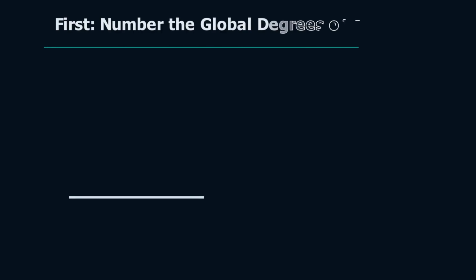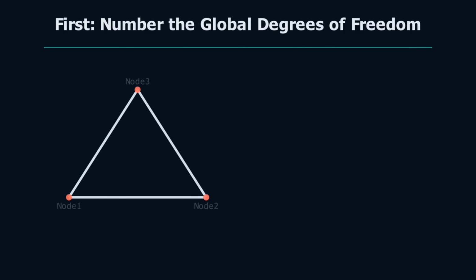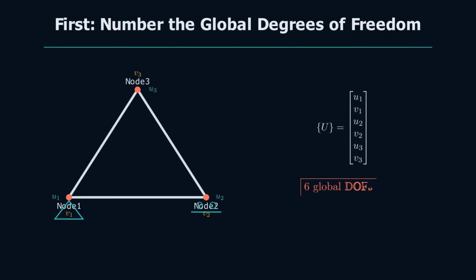Before assembling anything, we must establish one global degree of freedom numbering system for the entire structure. Each node has 2 degrees of freedom, horizontal displacement U and vertical displacement V. With 3 nodes, there are 6 global degrees of freedom.